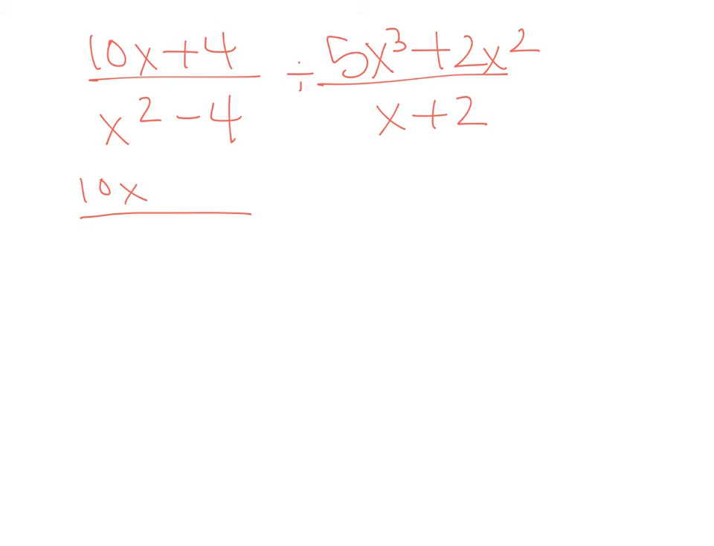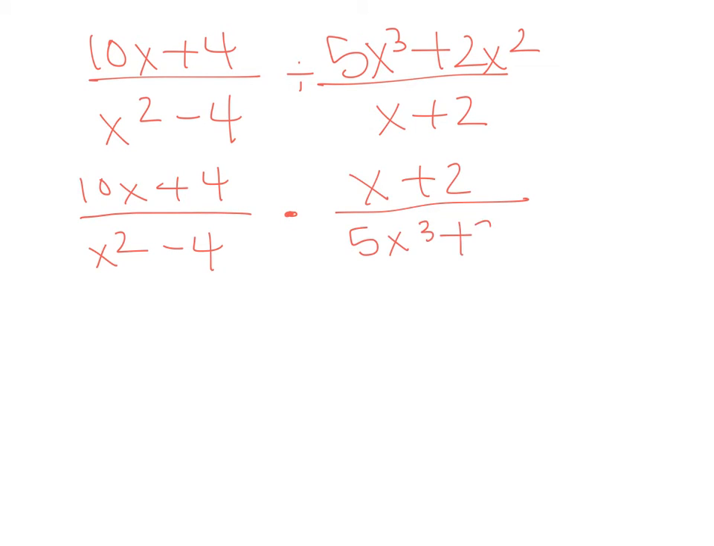So my first fraction stays the same, 10x plus 4 over x squared minus 4, times, I'm going to flip this one over, x plus 2 over 5x cubed plus 2x squared. Now we know we've changed it to multiply by the reciprocal. Okay, now I'm ready to start factoring.